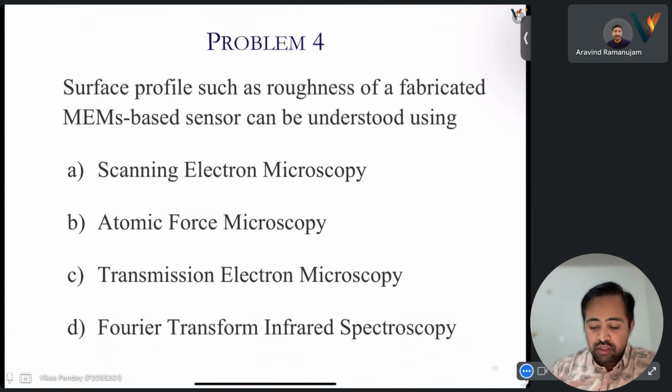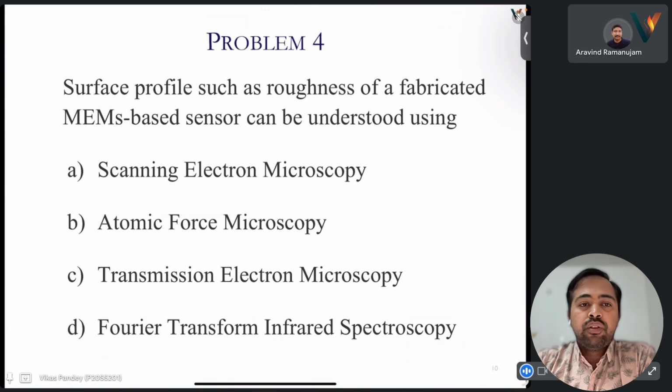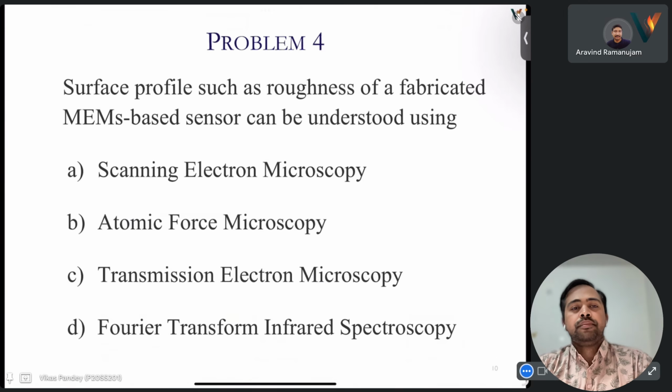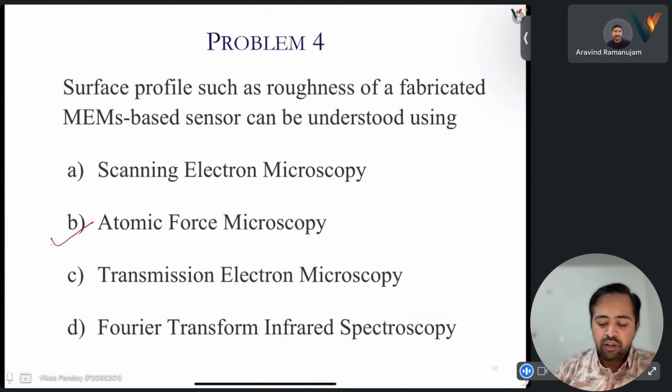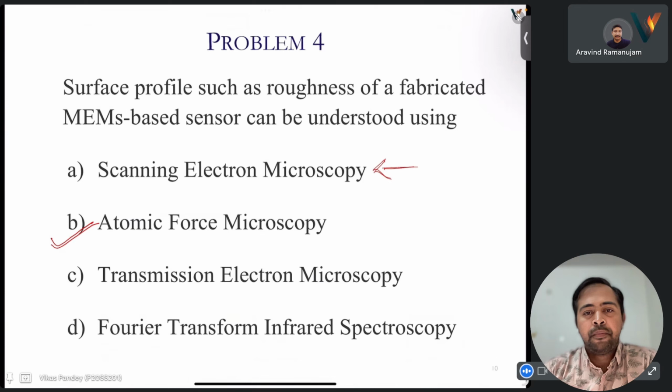Okay. The surface profile, such as roughness of a fabricated MEMS sensor, can be understood using scanning electron microscopy, atomic force microscopy, transmission electron microscopy, or Fourier transform infrared spectroscopy. Atomic force microscopy, sir. Why not use SEM, scanning electron microscopy?